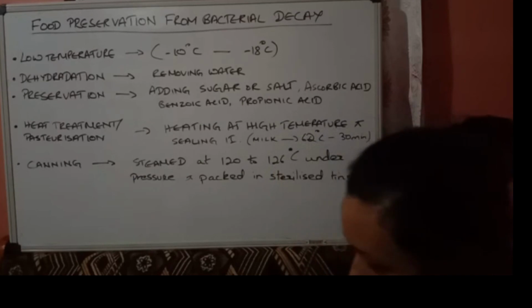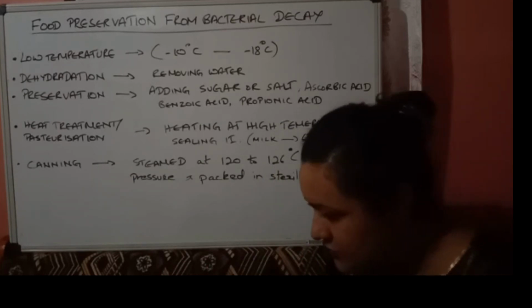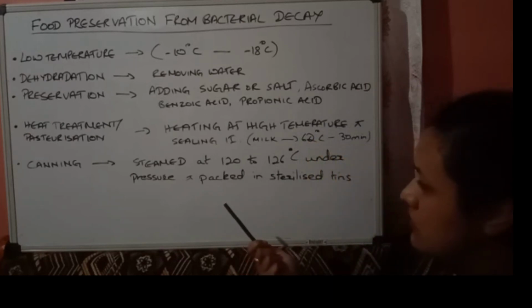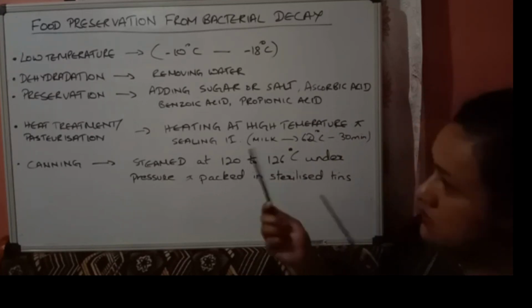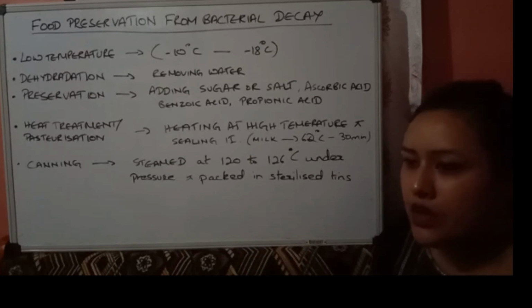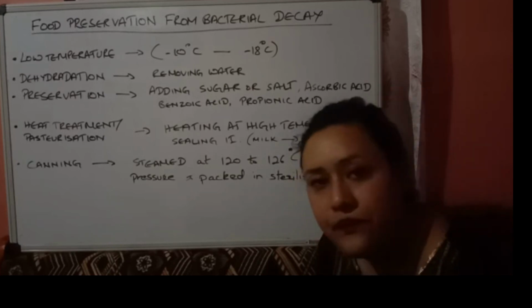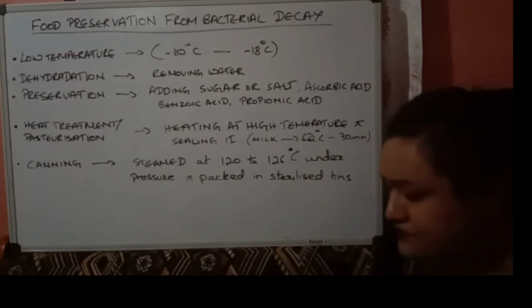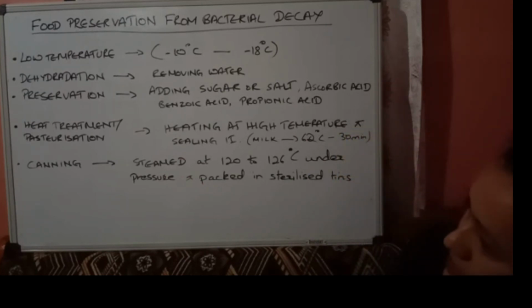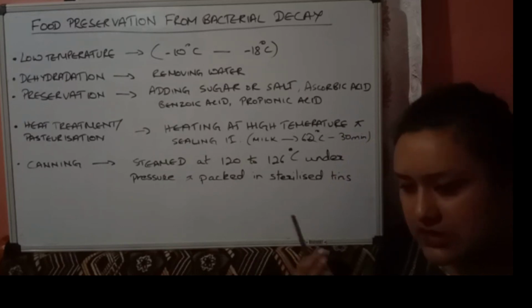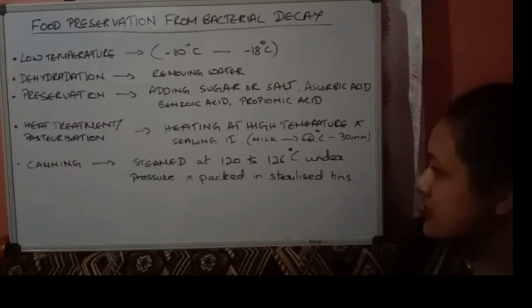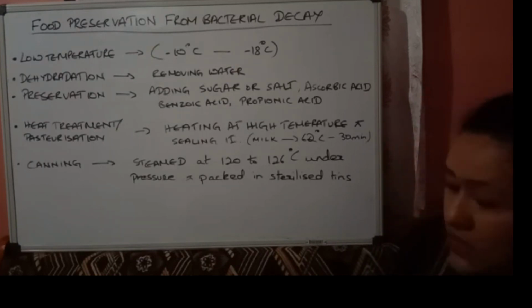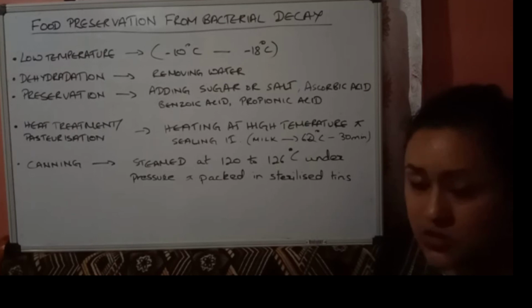When the bacteria are heated at a very high temperature like 62 degrees Celsius, they get killed. Not only in milk, the bacteria that cause tuberculosis and typhoid are also killed by this heat treatment. And the last one is canning. Foods are steamed at a very high temperature under pressure, 120 to 126 degrees Celsius, and then packed and sealed in a sterilized tin, such that it can last for a longer period of time.